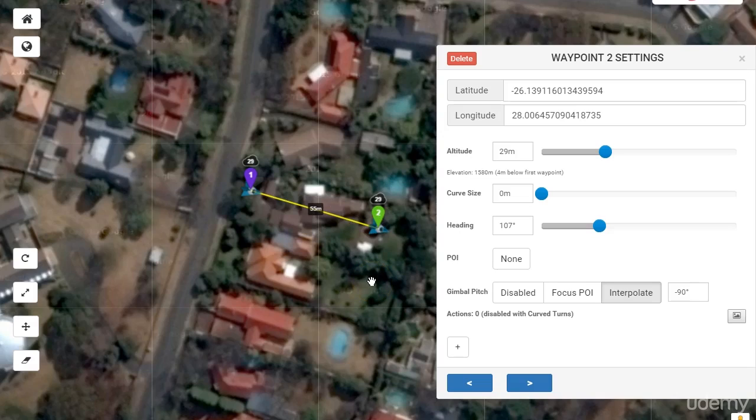Interpolate is used for shots that are very specific, like in Film School 1 where we did the forward and backward reveal, or in Film School 2 where we do the look down approach.